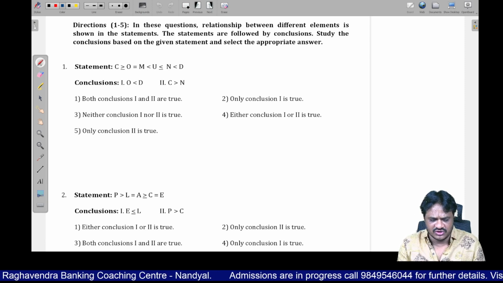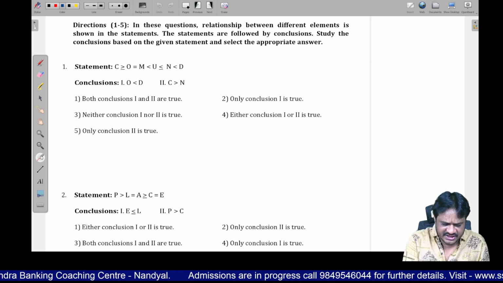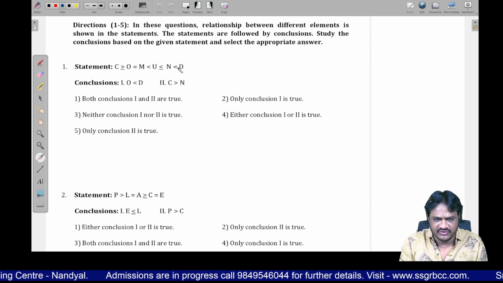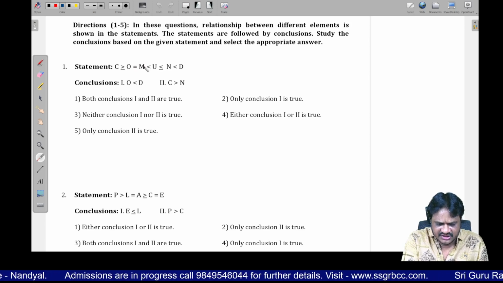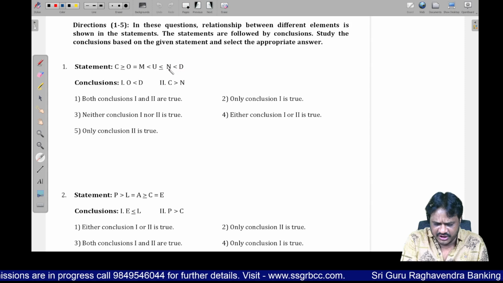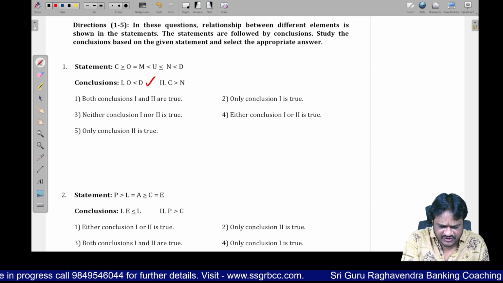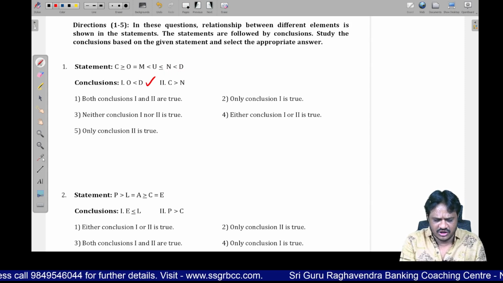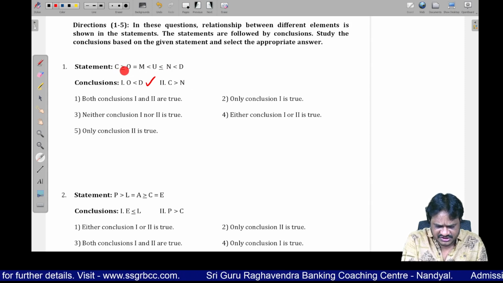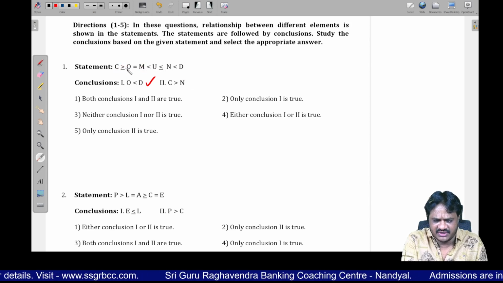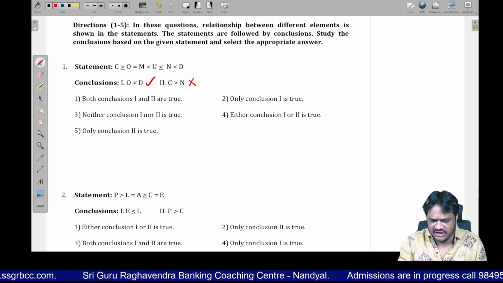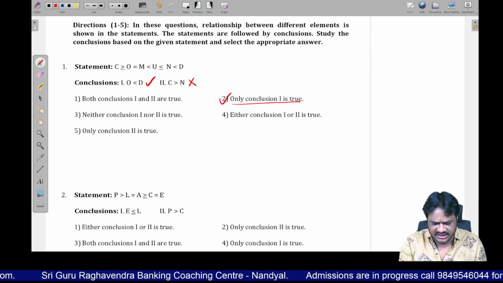Now, observe the two conclusions that are given. O less than D. See here, O and D. Continuously less than is following. O equal to M means instead of M you can write O. So O to D continuously less than is there. Therefore, first one definitely follows. What about the second one? C greater than N. C to N, if you observe, this is greater than or equal, this is less than. That means the symbol has been changed. Therefore, the second one does not follow. So only one follows is the correct answer.